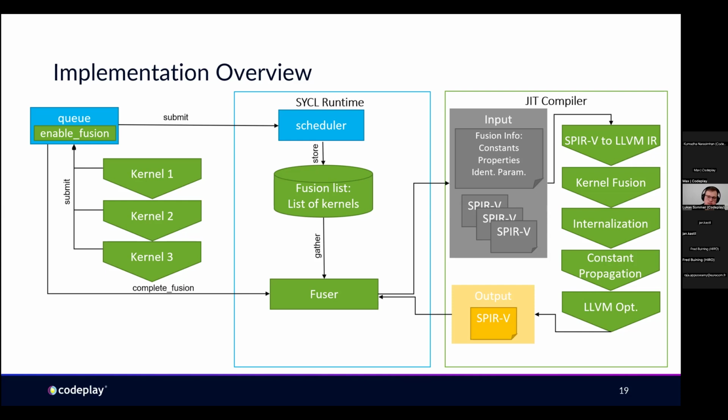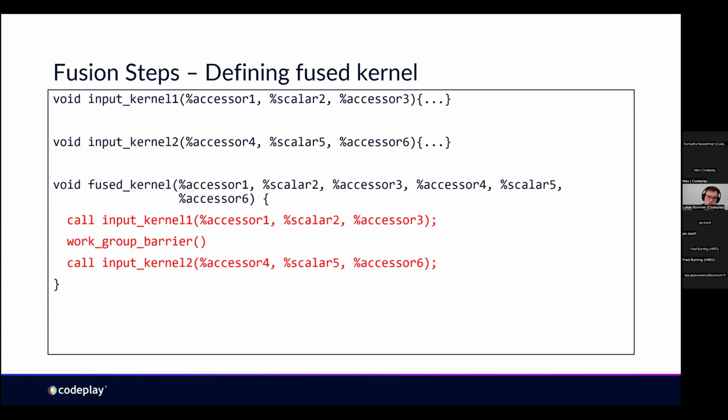So you want to take a bit of a deeper look at how the JIT compiler works. So the first step, and this is a bit of pseudocode, slightly akin to LLVM IR. So we have our two input kernels here, and we want to fuse them now. So what we do, we create a fused kernel that has all the parameters of the first kernel and all the parameters of the second kernel. And then for the first step, we simply call our input kernel 1, then we insert a barrier, and then we call our input kernel 2.